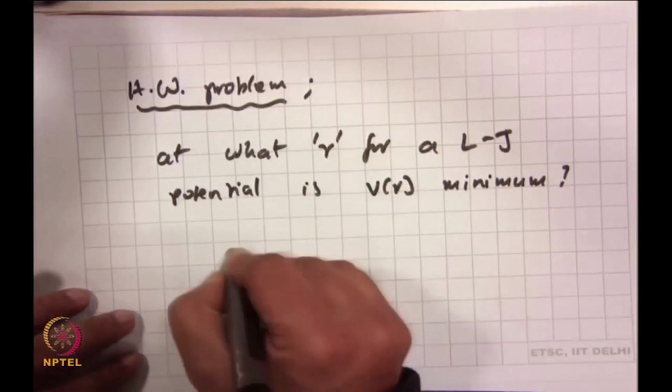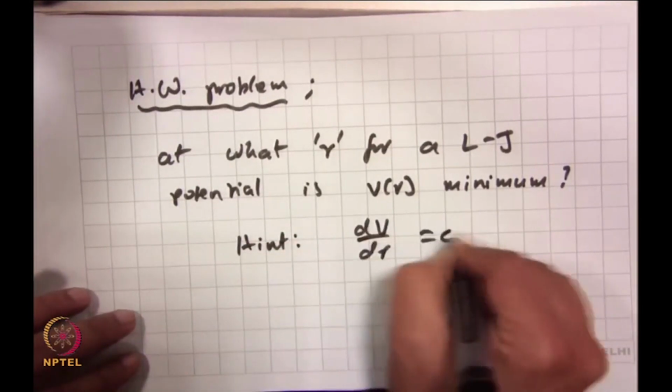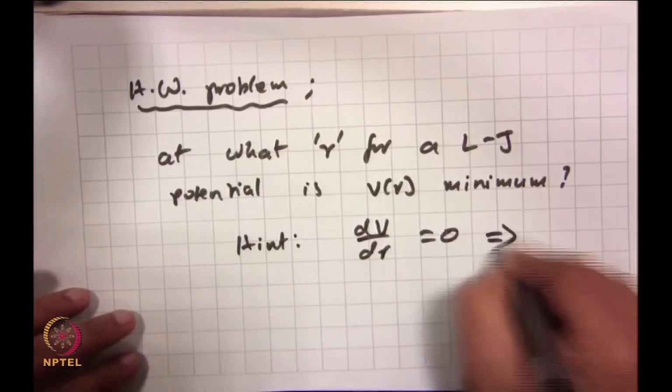So, essentially the hint is you do dV of r by dr equal to 0 and then express r in terms of sigma. Okay. That is what you will have to do.